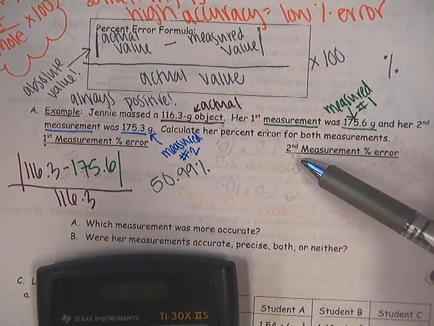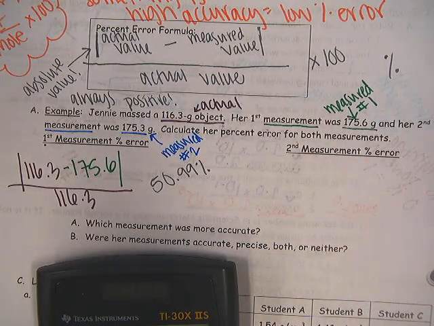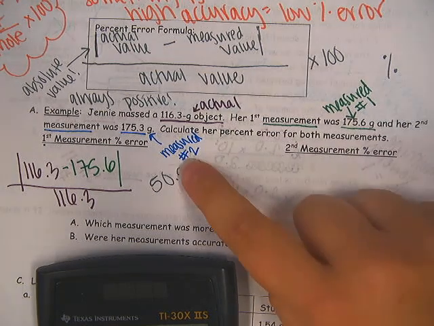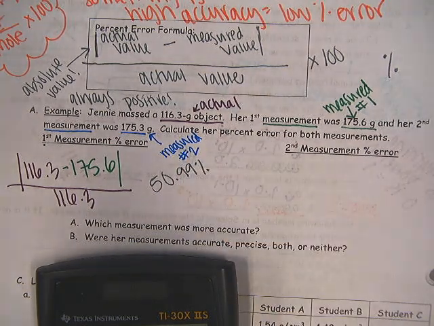All right, and then our second measurement, we're going to follow the exact same process for this one, so I'm going to pause and give you guys a minute to set that up yourself. Calculate her second measurement percent error using her measured value from her second trial.